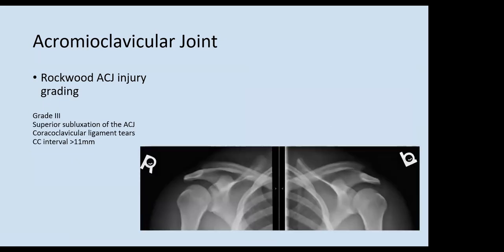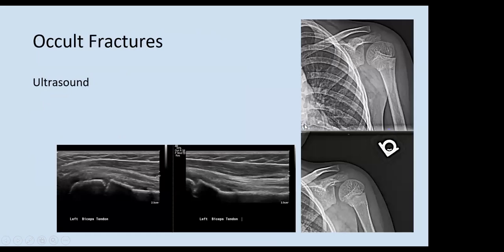And this is type 3, the one we looked at. There is superior subluxation of the ACJ with widening of the coracoclavicular interval. So this is type 3 acromioclavicular joint injury.